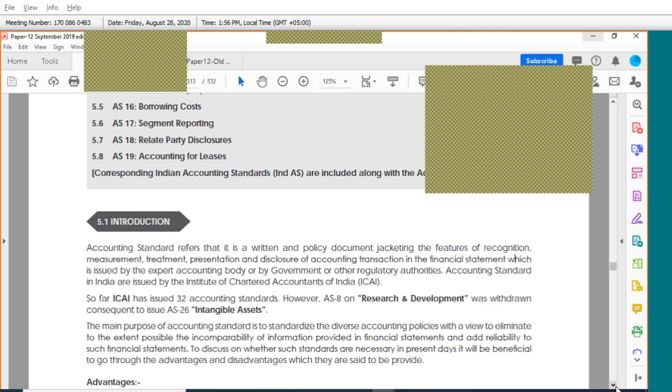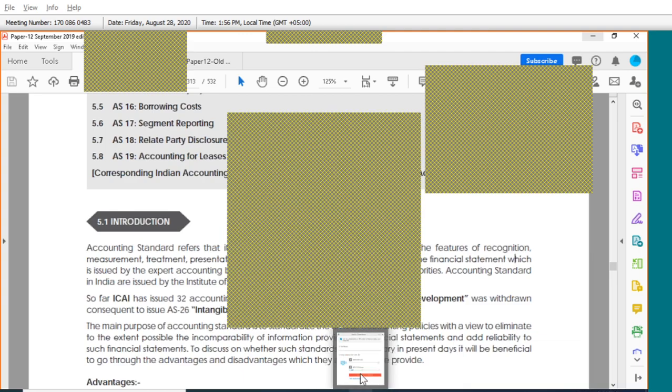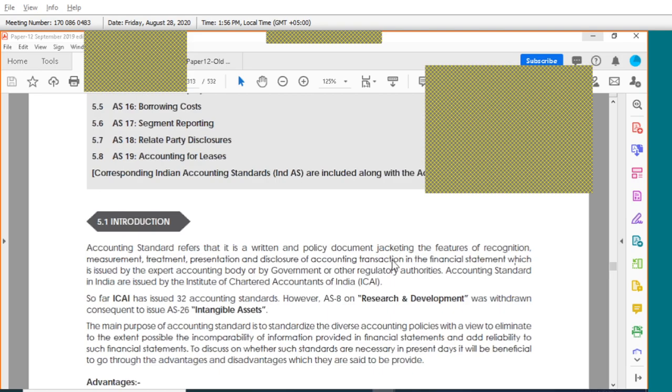Display something is wrong. Are you able to see my screen actually? Okay. We will continue.